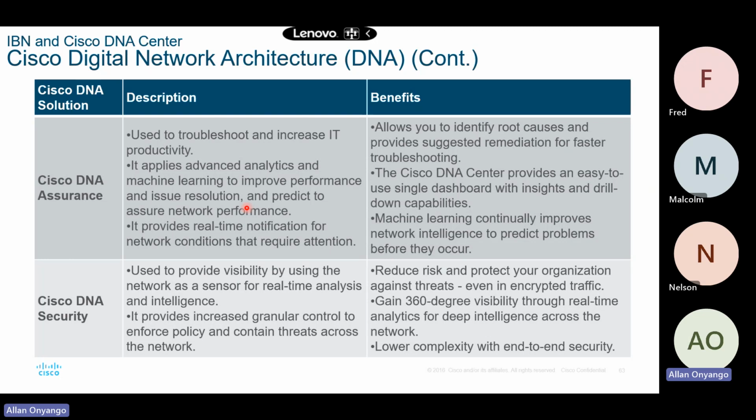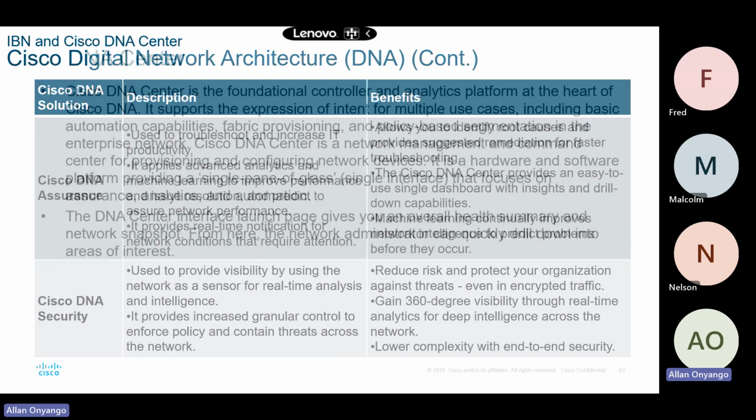And the major benefit of this is that it reduces the risk in protecting your organization against any kind of threats, even if the traffic is encrypted. It gives you 360-degree visibility and real-time analytics for deep intelligence across your network. And finally, of course, it lowers the complexity with what's called end-to-end security.